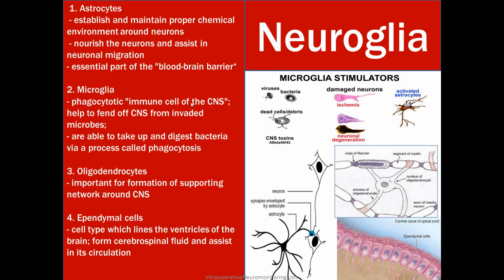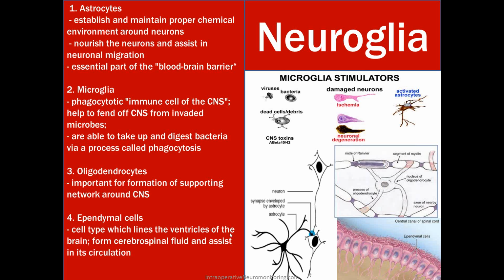The third is the oligodendrocytes. These are important for formation of supporting networks around the CNS. So if we come to our picture here, we have a bunch of axons surrounded by the Schwann cells, and we have our node of Ranvier. We'll get into this in a little bit. And the supporting structure of the nucleus of the oligodendrocyte. So it's doing exactly what it's intended to do, which is to help maintain that structure.